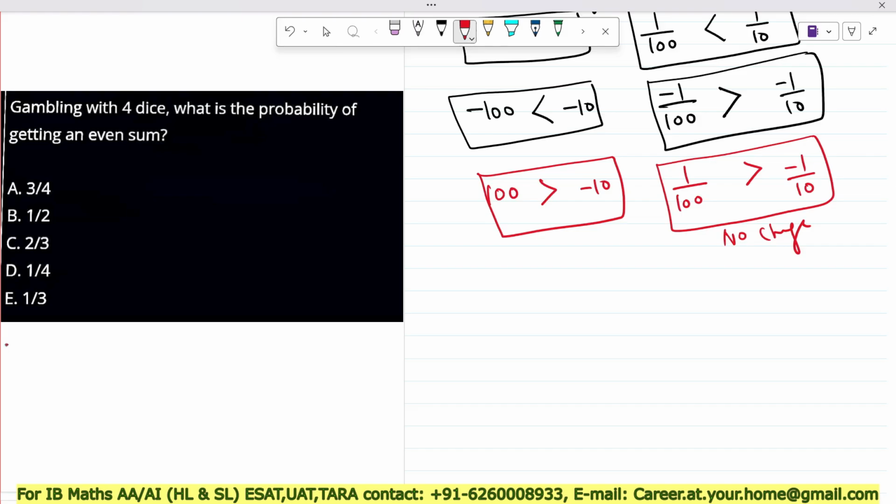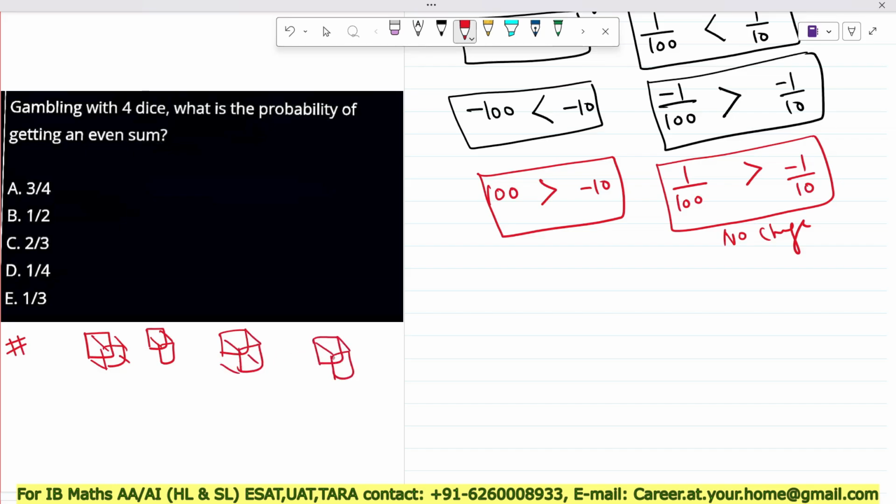Should I discuss? Okay. Yeah, sure. Gambling with four dice, what is the probability of getting an even sum? So basically, we have four dice. First of all, can you tell me the total number of elements in the sample space?